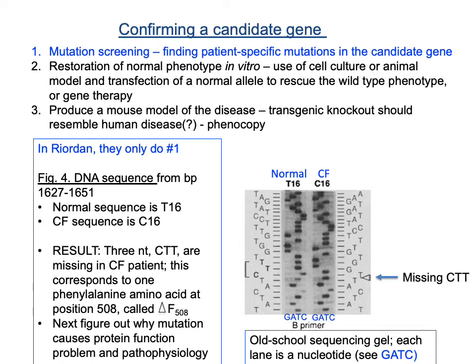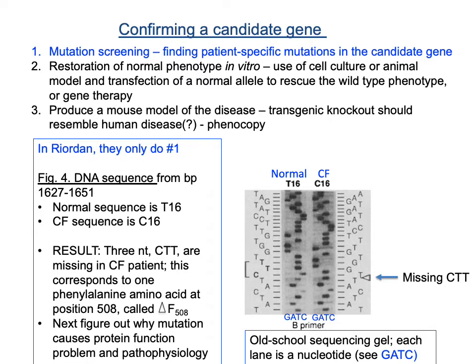individual. In Figure 4, they're showing a sequence from nucleotides 1,627 to 1,651. And this is a real old school sequencing gel. In this kind of figure, each lane is a nucleotide. I've labeled those in blue at the bottom. If there's a band in the far left lane, that would be a G. In the second lane, it's an A. If there's a band in the third lane, it's a T. And if there's a band in the fourth lane, it's a C.